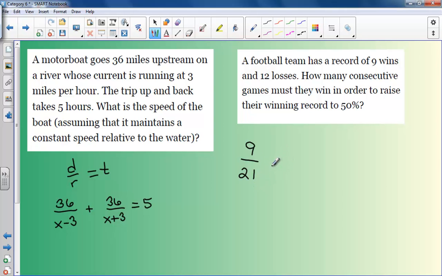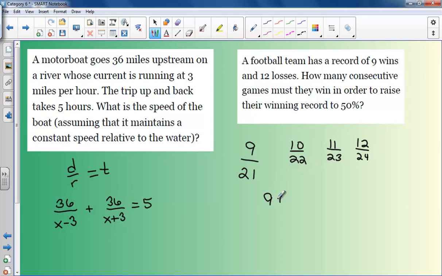And I want to know how many they have to win in order to raise their winning record to 50%. Well, I could say, okay, they play another game and they win. Figure out what that percent is. They play another game and they win. Figure out what that percent is. They play another game and they win. Figure out what that percent is until I get 50%. But that's going to take a long time, and we're talking about ways to do this quickly. So the pattern that you see here is that this is increasing by the same amount every time.